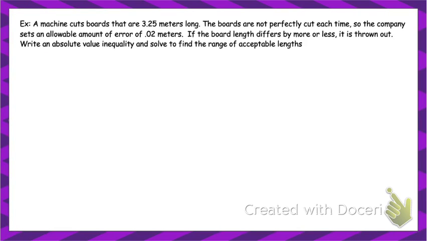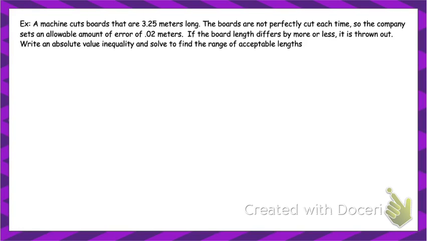All right, last thing we're going to look at is just an application question. Again, this is one where you can probably read it to determine your answers, but we want to be able to write this as an absolute value so that we get used to seeing some of these applications when we get to some more complicated things. So it says a machine cuts boards that are 3.25 meters long. They've set an allowable amount of error of 0.02 meters. So if a board is more or less than that away, then we're going to throw it out.